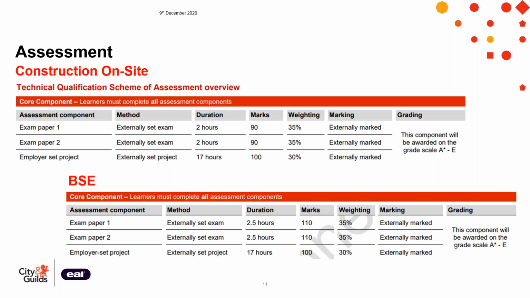Each assessment component has a weighting behind it. Exam paper 1 there has 35% weighting. It's externally marked. And altogether, exam paper 1, 2, and the employer set component will be awarded a grade scale of A star to E.